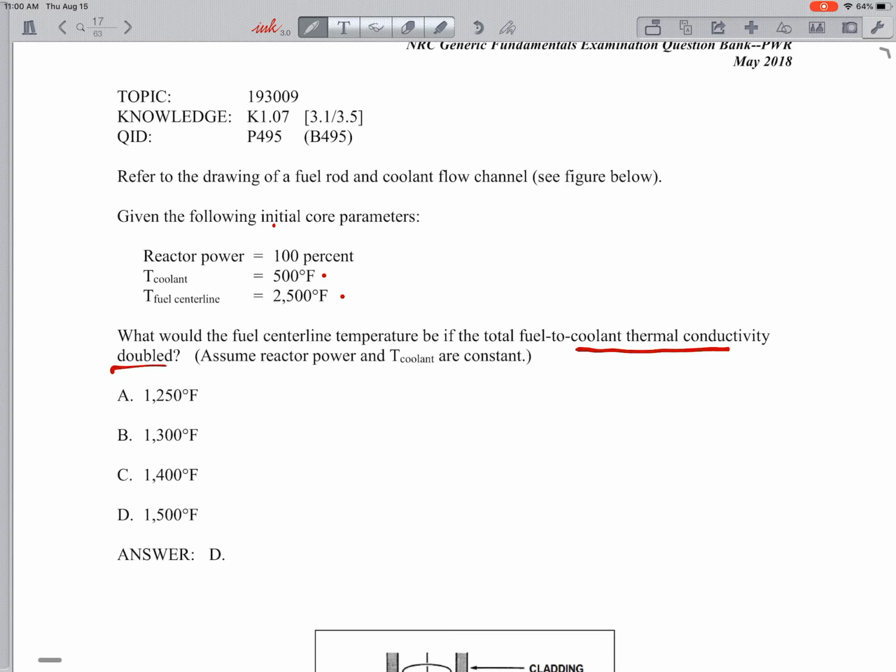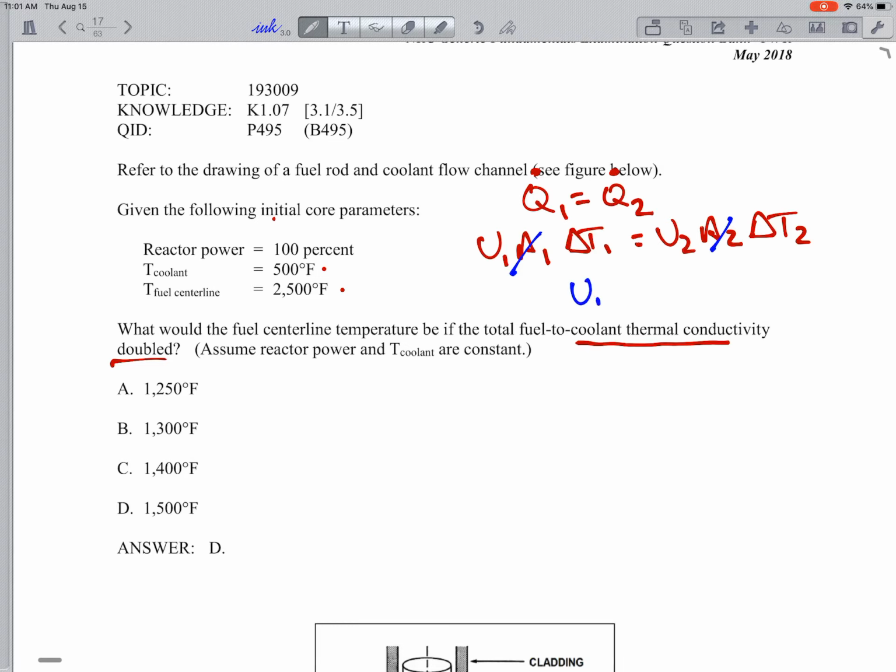Okay, so again, we've got Q dot 1 equals Q dot 2. All right, U1 A1 delta T1 equals U2 A2 delta T2. All right, so the area hasn't changed, but we know that U2 is equal to 2 times U1.